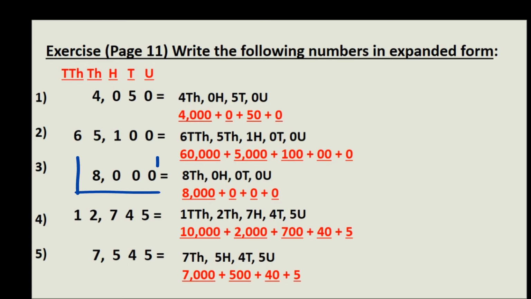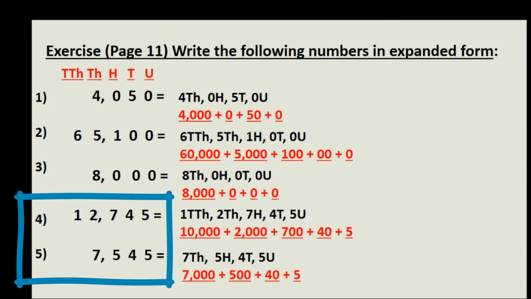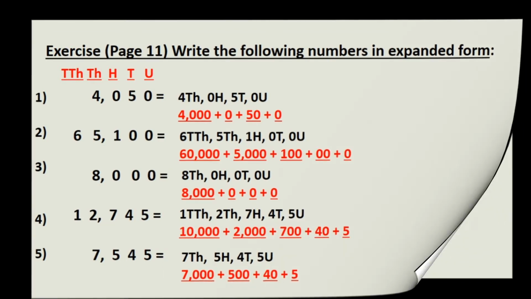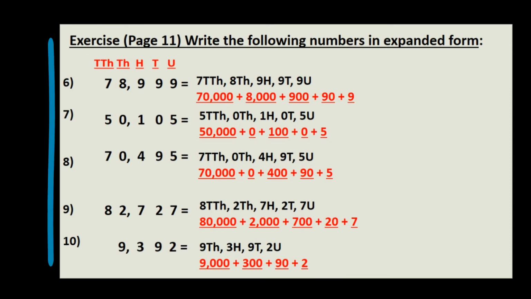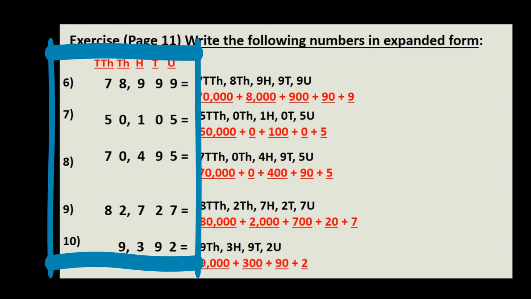Now let us go to the next number 8,000. The expanded notation is 8,000 plus 0 plus 0 plus 0, because there is only zeros in hundreds place, tens place and units place. In the same way, you will continue doing the fourth sum and the fifth sum. First by finding out the place value and then writing them in addition form. So also with sum number 6, 7, 8, 9 and 10. Once you do these sums, then look at the answers and check if they are correct.